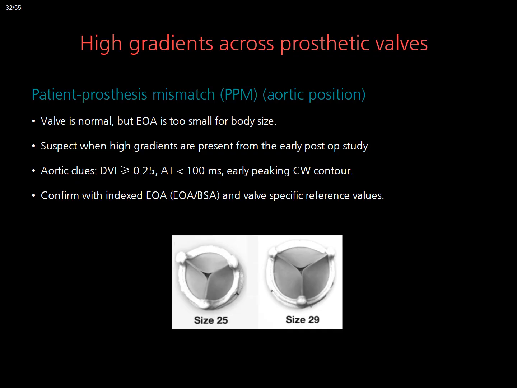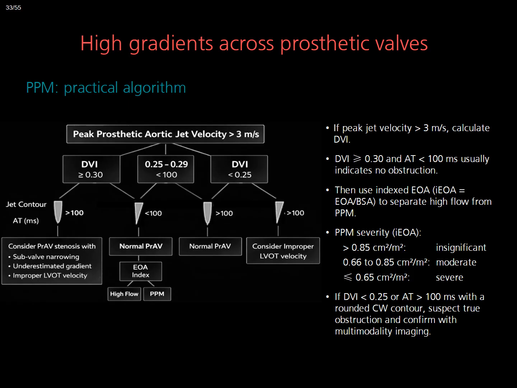Patient prosthesis mismatch, or PPM, is a normal aortic prosthesis that is simply too small for the patient. Gradients are high from the first postoperative study without progressive change. In the aortic position, DVI is usually preserved and acceleration time stays short. Confirm by indexing EOA to body surface area and comparing with valve-specific reference values.